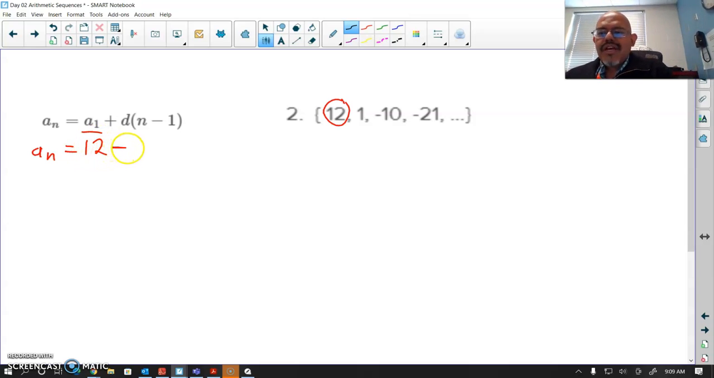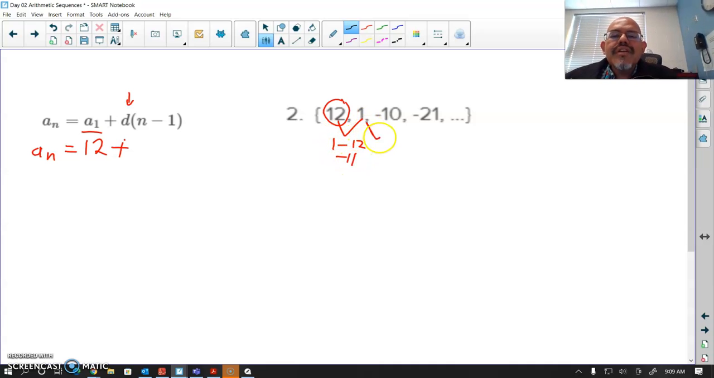Now we're going to add, and d stands for the common difference. So we need to find the common difference. 1 minus 12 gives us negative 11. Just checking if this will also give us negative 11: negative 10 minus 1. You notice I'm keeping the exact numbers here, and we do get negative 11 also.